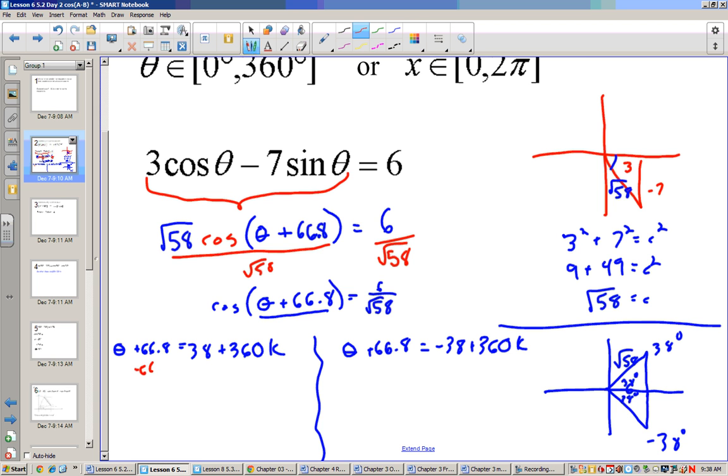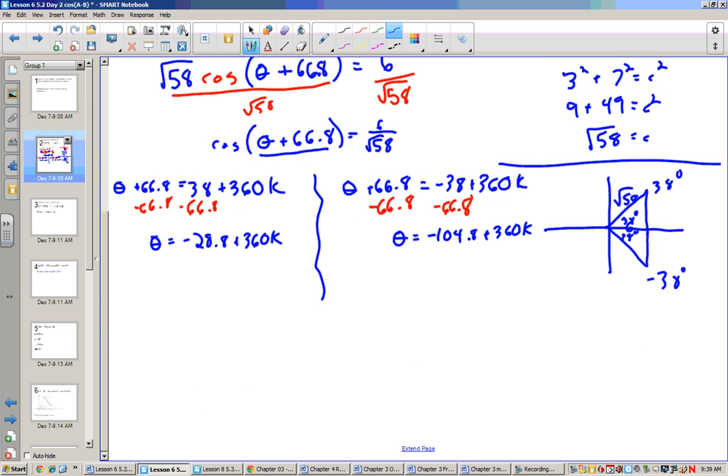Now we just have to subtract 66.8 on both sides. Then theta will be equal to 38 minus 66.8, which gives us negative 28.8 plus 360k, and negative 38 minus 66.8 is negative 104.8 plus 360k. All right, so here we have our general solutions.